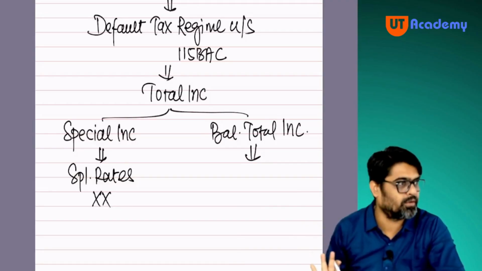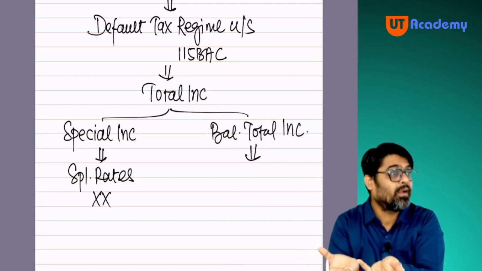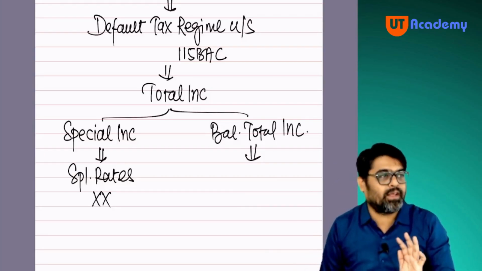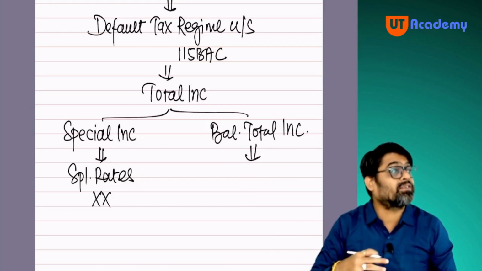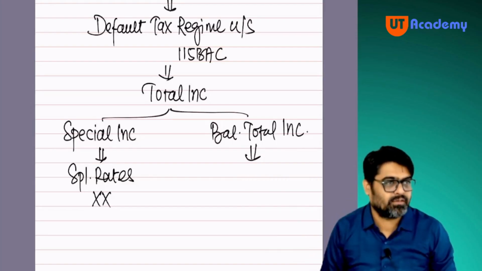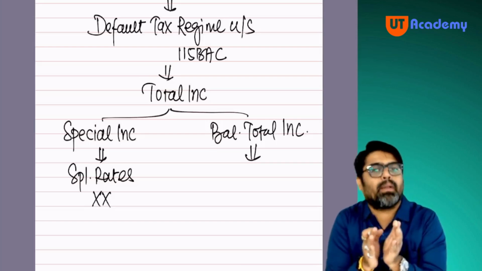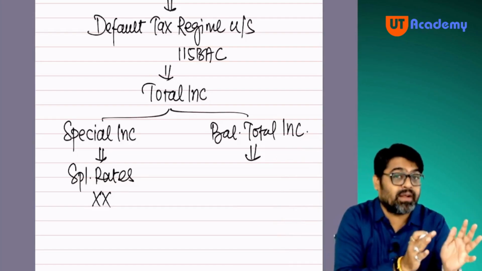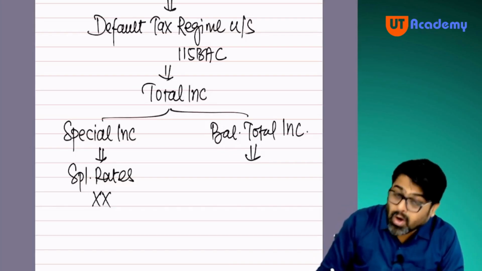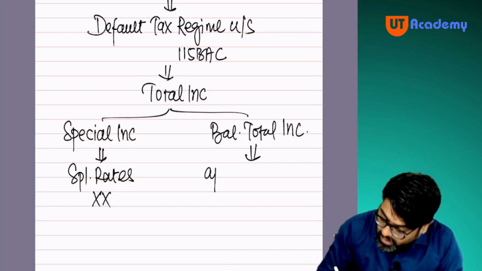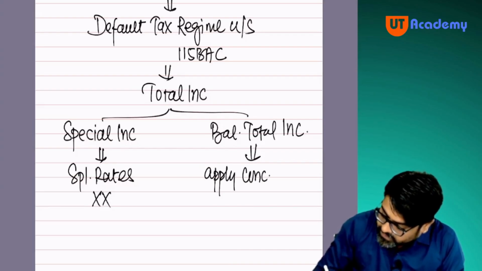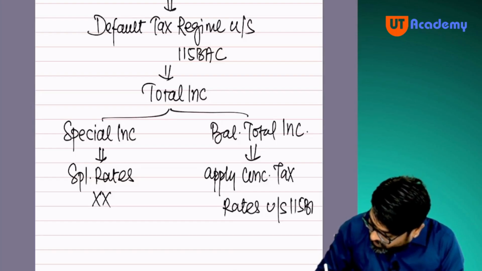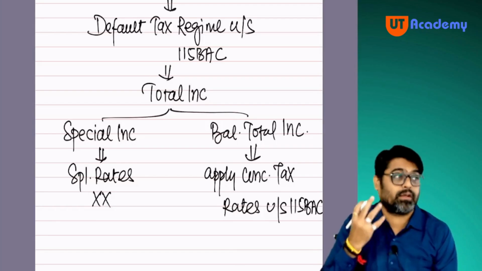These are default tax rates for you and good for you also. Why? Because if you apply these tax rates given in section 115 BAC, you will save tax, because these tax rates are concessional. So instead of applying the normal tax rates, you apply the concessional tax rates given under section 115 BAC. So on the balance total income, apply concessional tax rates given under section 115 BAC. You are going to save tax.